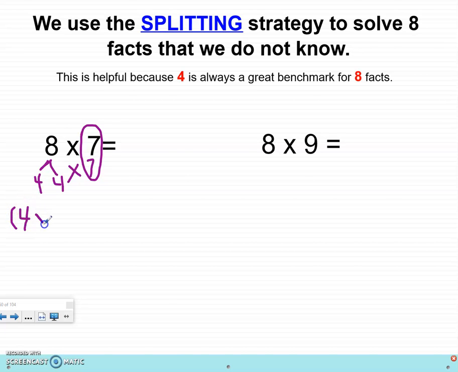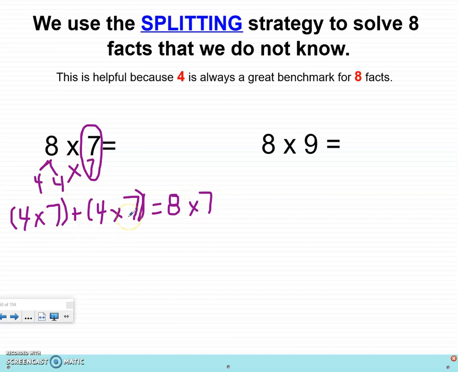We're going to have 4 times 7 plus another 4 times 7. So we have split that 8 by 7 into 2 smaller benchmark facts. 4 times 7, you'll have to forgive my writing, and 4 times 7. And of course we have to add those 2 benchmark facts together to equal 8 times 7, our new fact.